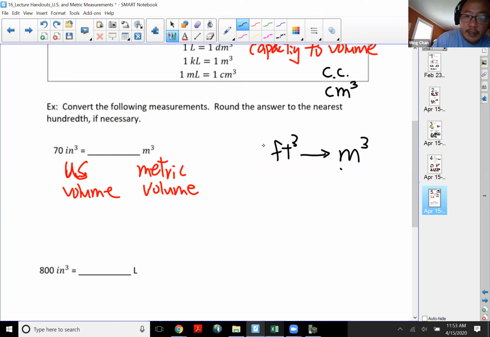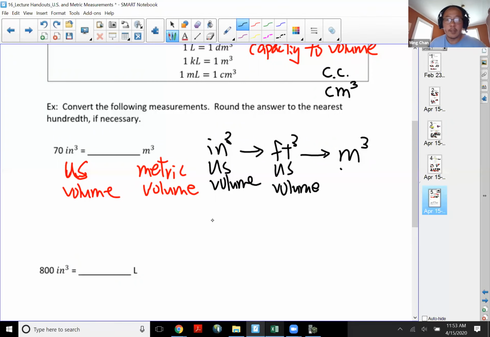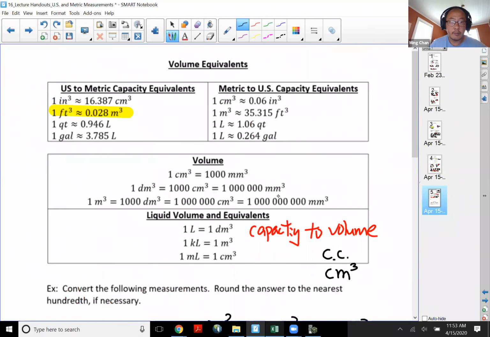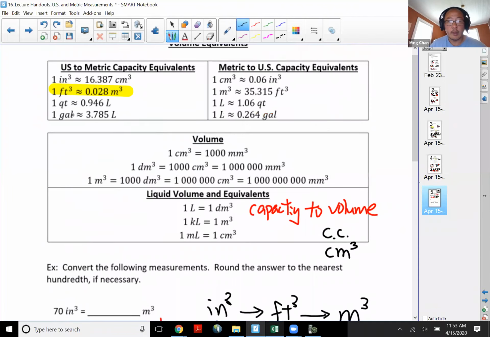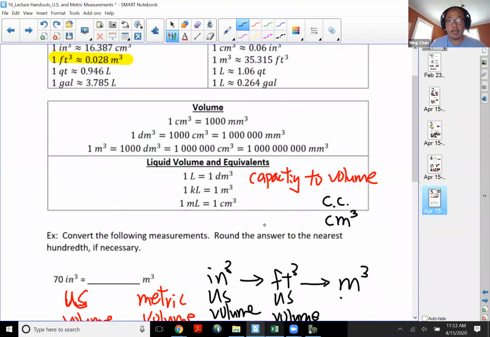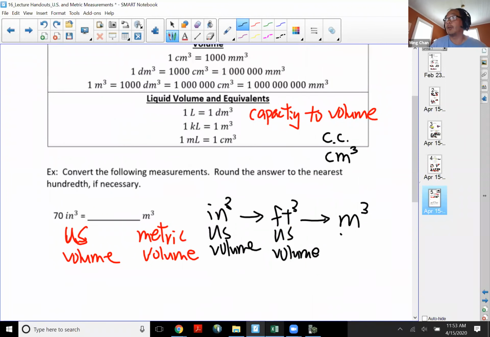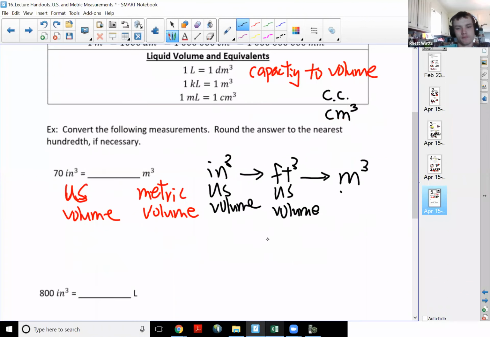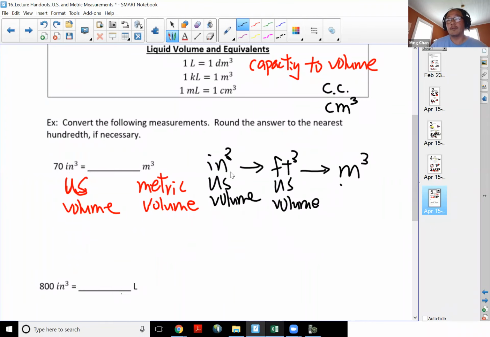All right. So the question is, can I go from cubic inch to cubic foot? Well, it just turns out cubic inch is also what? US volume. So US volume to US volume. Where is it? Do I have any US volume to US volume so far? You know what I'm saying? Have I talked about anything US volume to US volume?